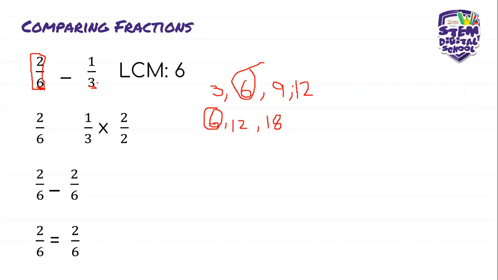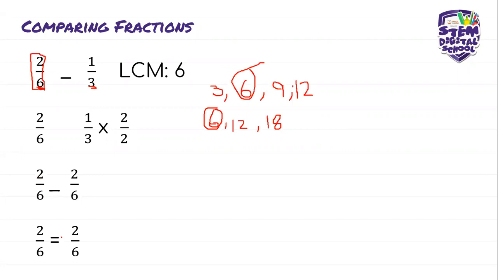And how do we change it? We multiply the bottom by 2, and the top by 2. Why must you multiply by 2? Because 3 times 2 is 6. So I multiply the bottom by 2, the top by 2. Then I've got 2 over 6 and 2 over 6. Meaning what? These two fractions are equal. Please write it down.